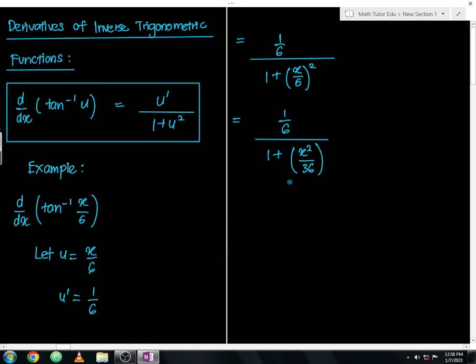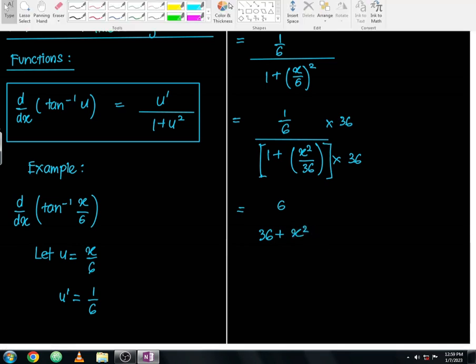What we're going to do is try to standardize the equation and eliminate the denominator. How? We're going to multiply the whole equation by 36, at the denominator and at the numerator. At the numerator, 1 over 6 times 36 gives you 6. When you multiply the whole denominator by 36, you will have 36 plus x squared. So this will be your answer.